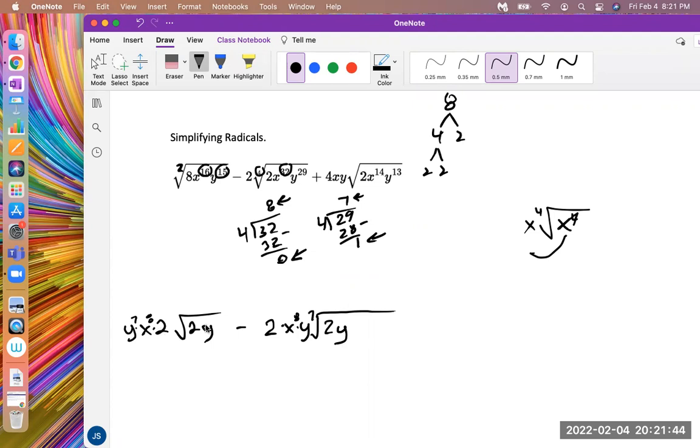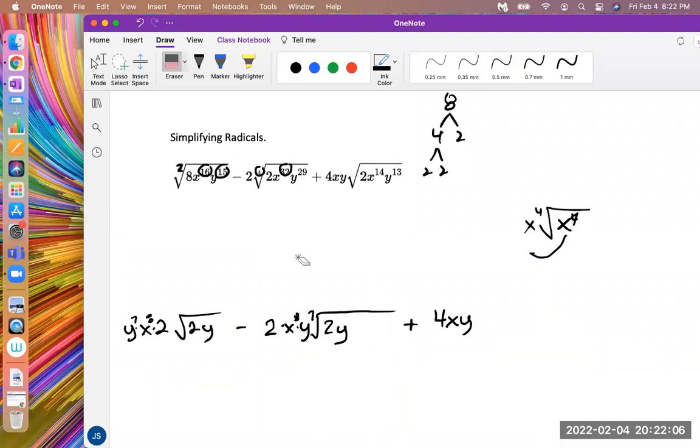So wow, we're seeing that actually we have the same radical here, which is very interesting. Okay, and then now for the last part, we have 4xy. That's not going to change, but we're just going to change what's under here. And it is a square root because it does not have any other number on the outside of this radical symbol. So it is a square root. So I'm going to divide each exponent by 2. 2 goes into 14 7 times.